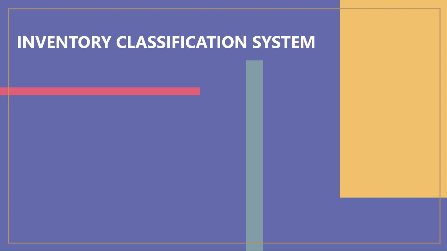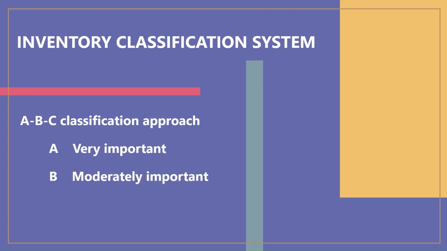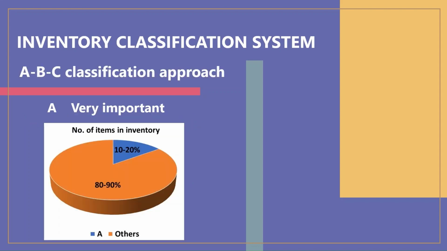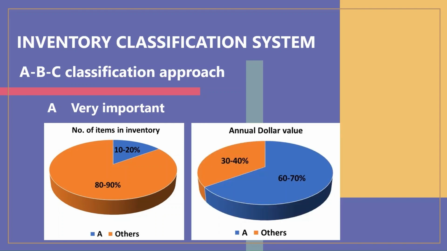The ABC approach classifies inventory items according to some measure of importance, usually annual dollar value, that is the dollar value per unit multiplied by annual usage rate, and then allocates control efforts accordingly. Typically, three classes of items are used: A, very important; B, moderately important; and C, least important. A items generally account for about 10 to 20% of the number of items in inventory, but about 60 to 70% of the annual dollar value.